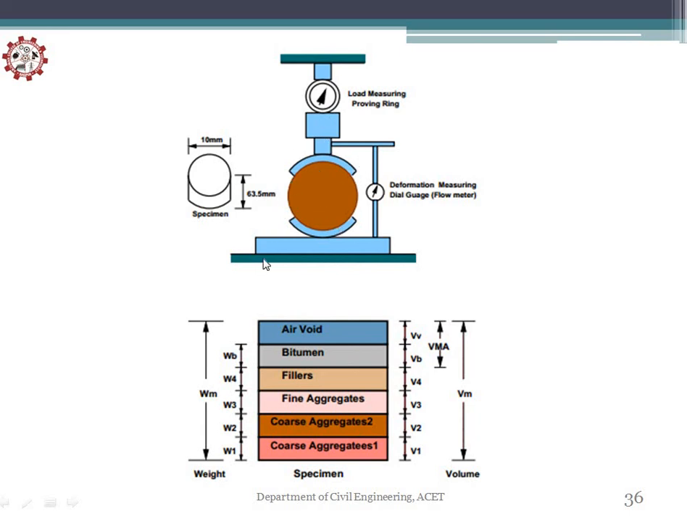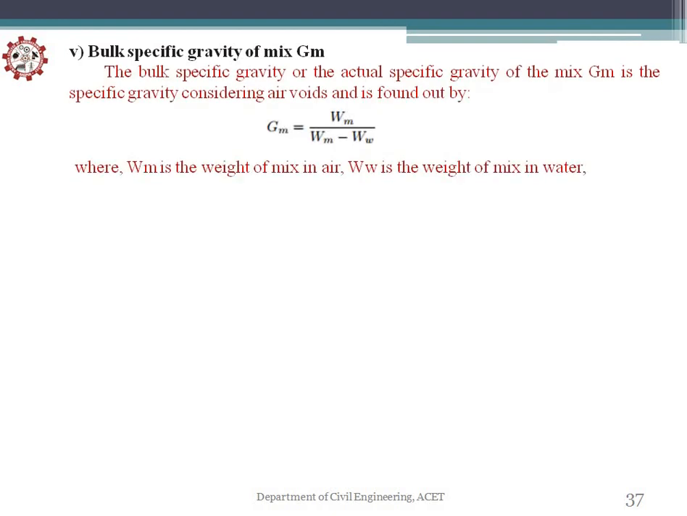After this, given the values, all these specimen weights and volumes are calculated, and these are air void, bitumen, fillers, fine aggregates, coarse aggregate 2 and coarse aggregate 1, which are taken for the preparation of the sample, and the test is done. After doing the test, the bulk specific gravity is calculated by Gm equals Wm upon Wm minus Ww, where Wm is the weight of the mix in air and Ww is the weight of the mix in water.